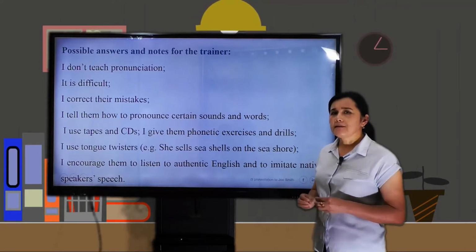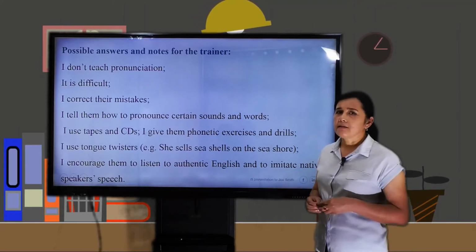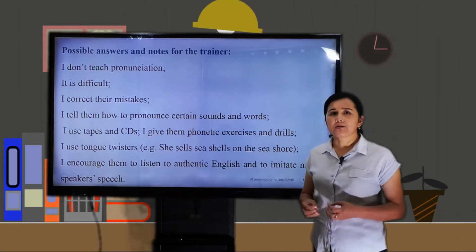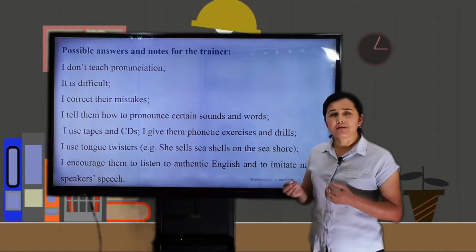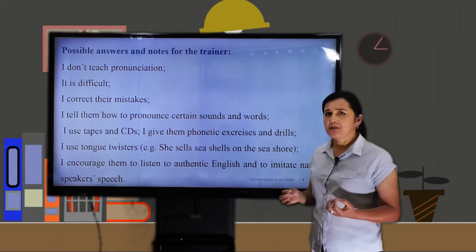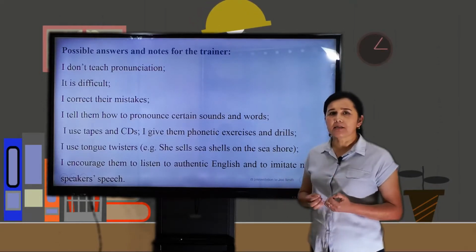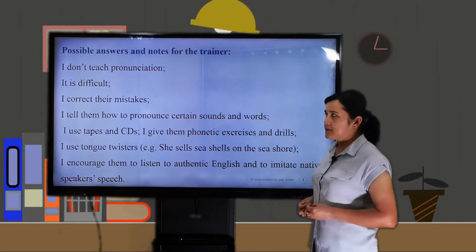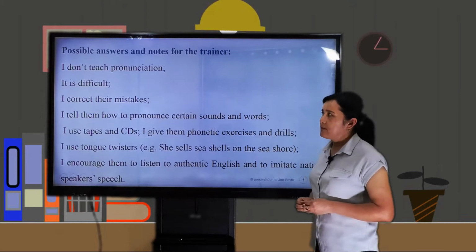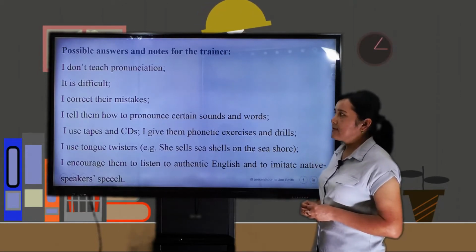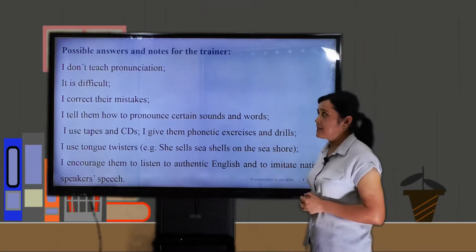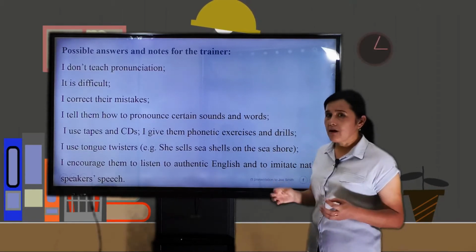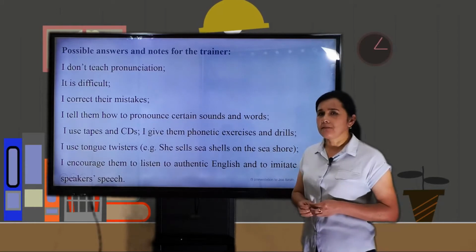But this is not a problem, and you must be creative teachers, and you can use extra or optional activities, and you can find pronunciation activities from internet sources by native speakers. And some of them say that it is difficult. Yes, it is difficult, but we should try to overcome these difficulties.